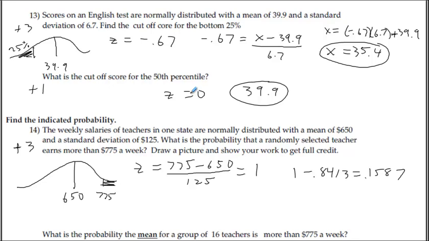And this one actually caused some problems. What's the cutoff score for the 50th percentile? Well, that's right in the middle, which is 39.9. That's a Z-score of 0. So 39.9 is the cutoff for the 50th percentile.